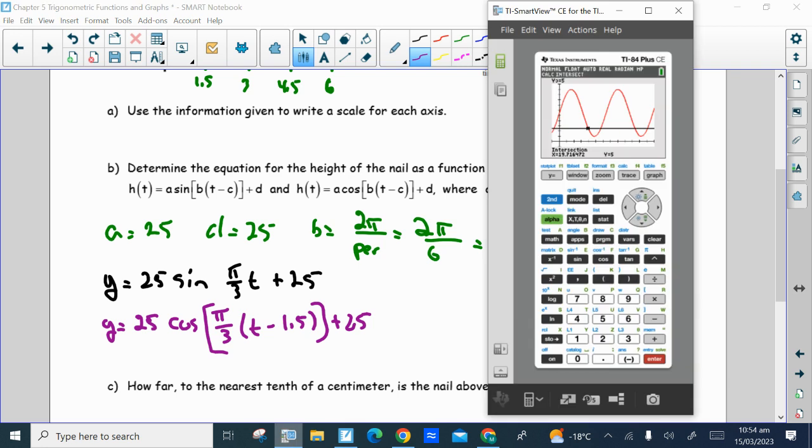And we can put both of these equations in our calculator to check. So the first one is 25 times the sine of pi x over 3 plus 25. The second one is our cosine function, 25 times the cosine. And I'm going to have pi over 3 in brackets for my B value because I have to have a separate bracket for my x minus 1.5. Close both brackets and then put the plus 25 at the end.